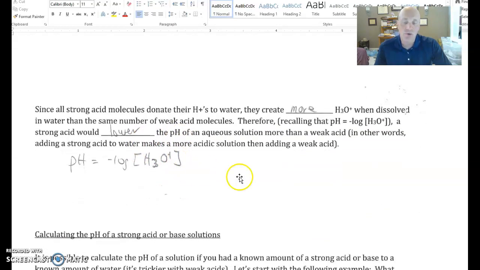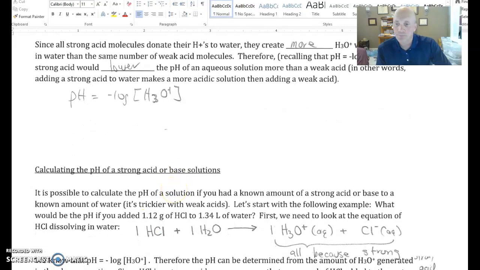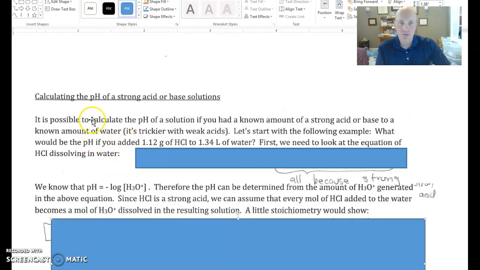So if you had the same number of molecules of a strong versus a weak acid, the resulting solution is going to have a lower pH, meaning it's more acidic, if you've added that strong acid. One of the first things that we could do is figure out what the pH of a solution containing a certain amount of a strong acid would be.